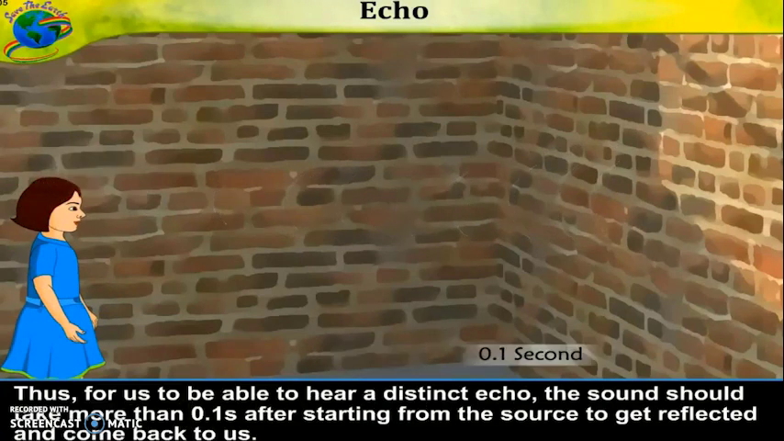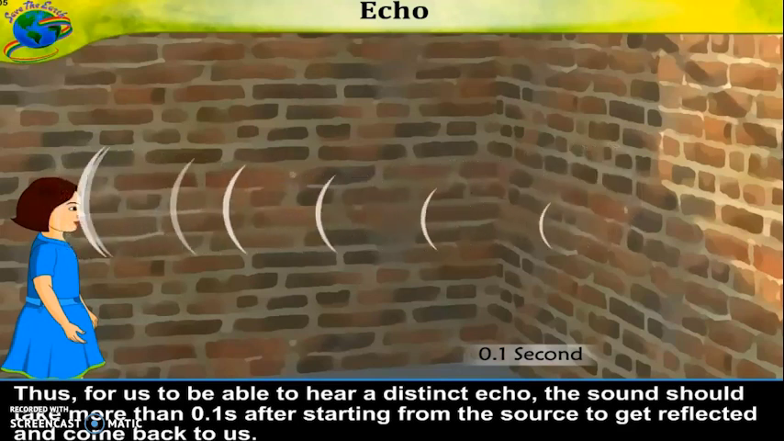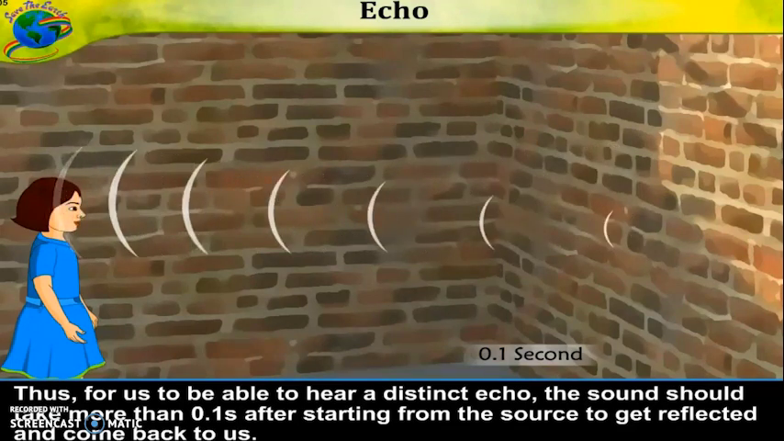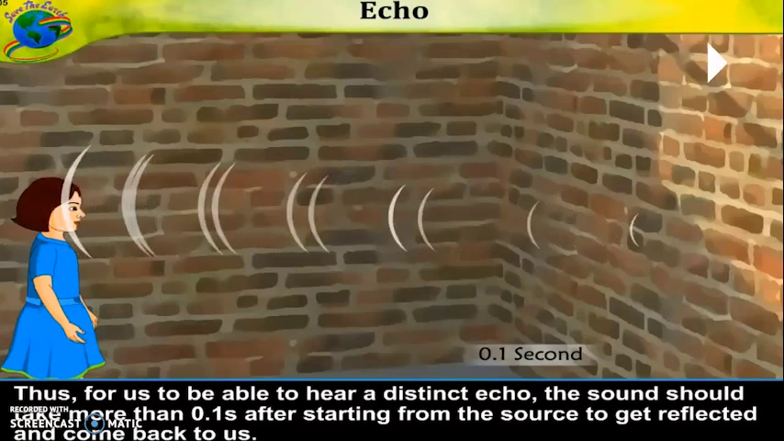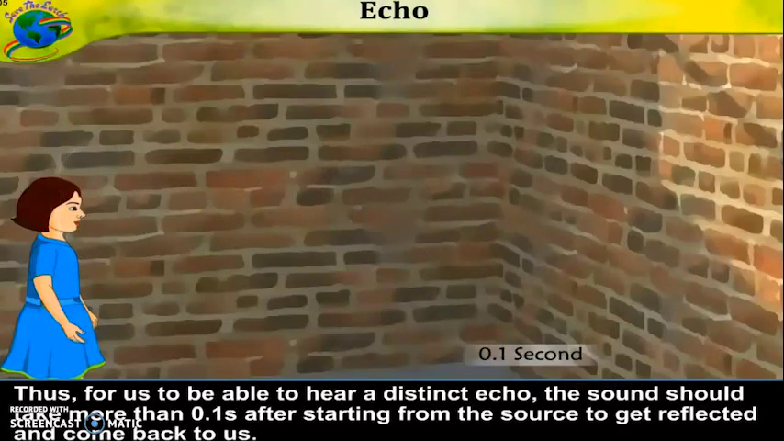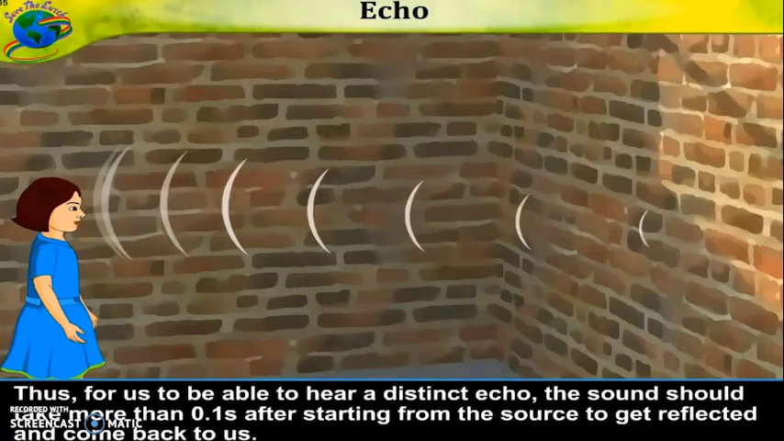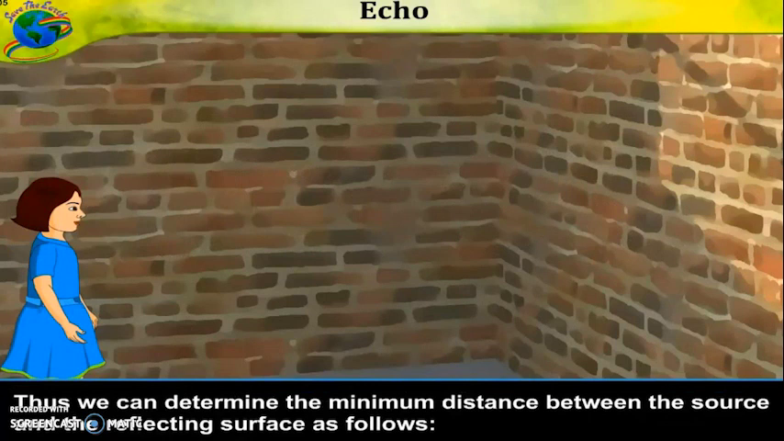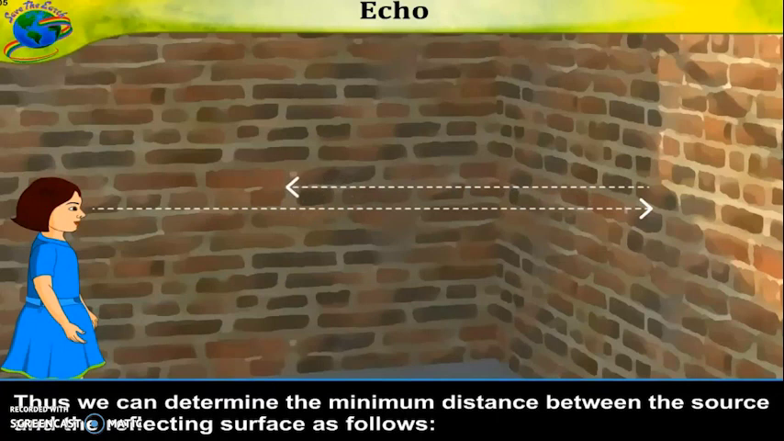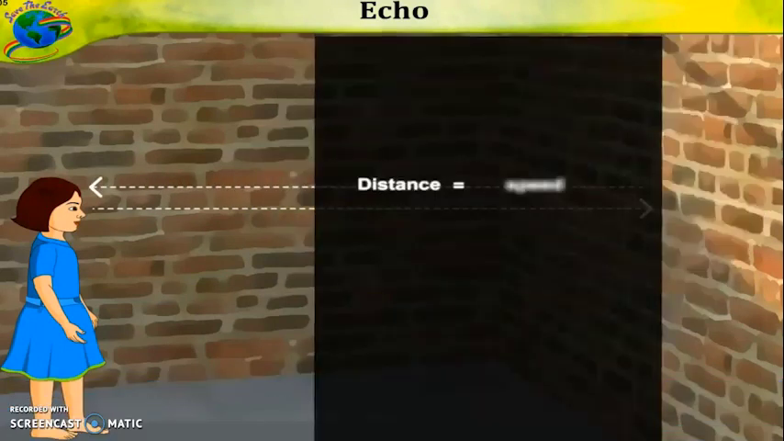See how the sound reflects back. Thus, for us to be able to hear the distinct echo, the sound should take more than 0.1 second after starting from the source to get reflected and come back to us. We know that sound remains in our ear for 0.1 second. Therefore, we can determine the minimum distance between the source and the reflecting surface as follows.